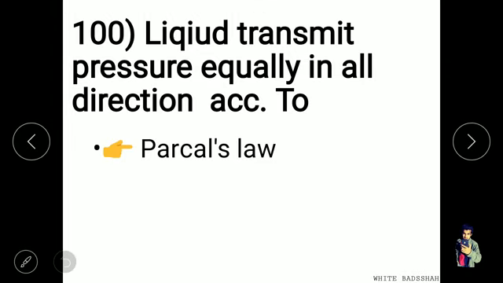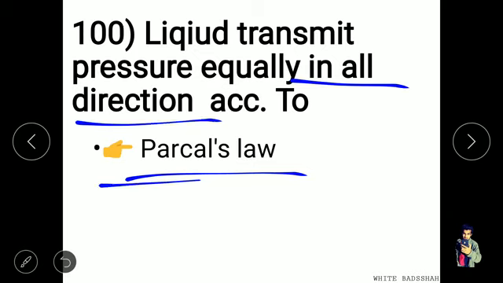Now, a liquid transmits pressure equally in all directions, according to Pascal's law.